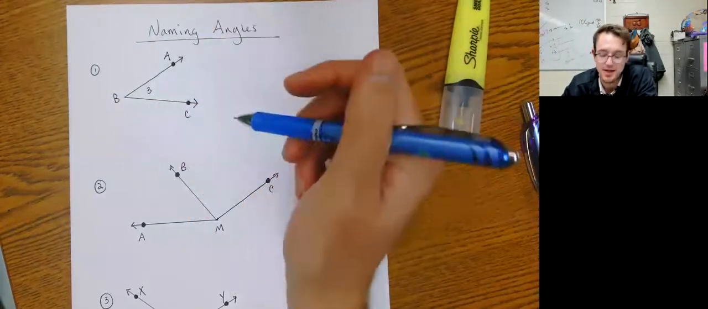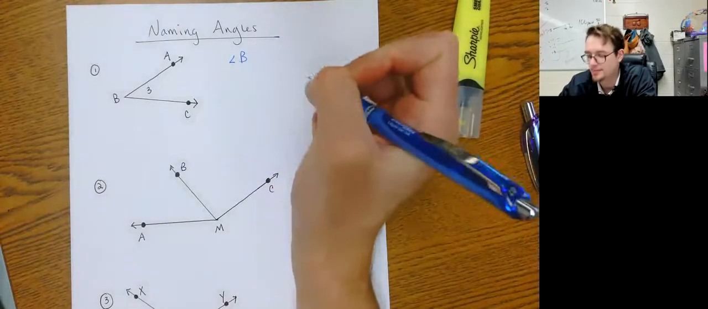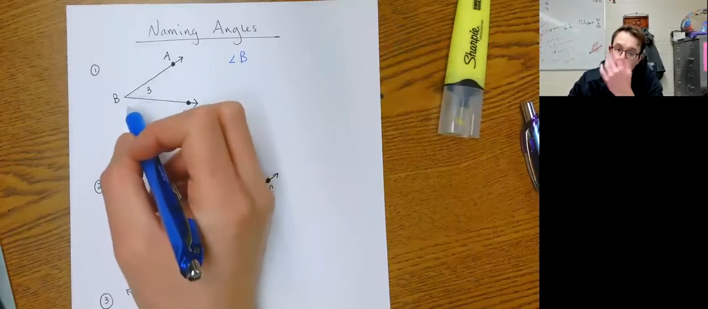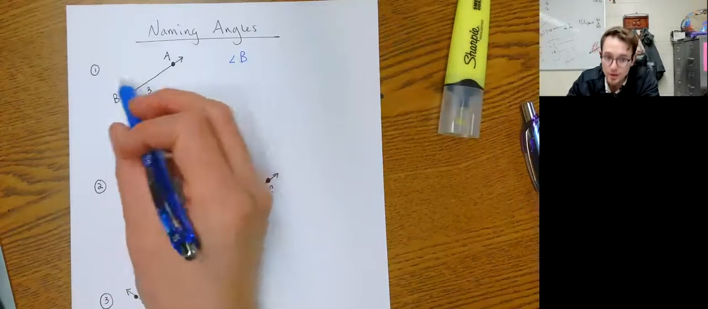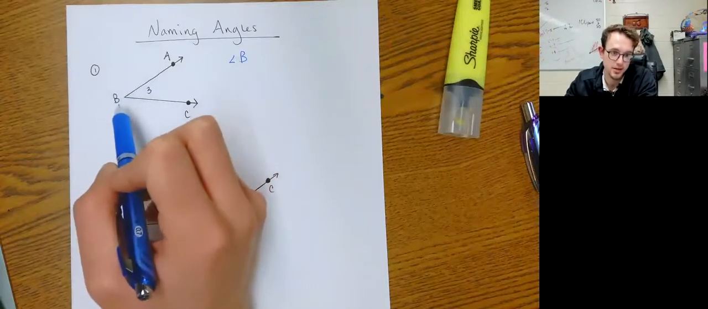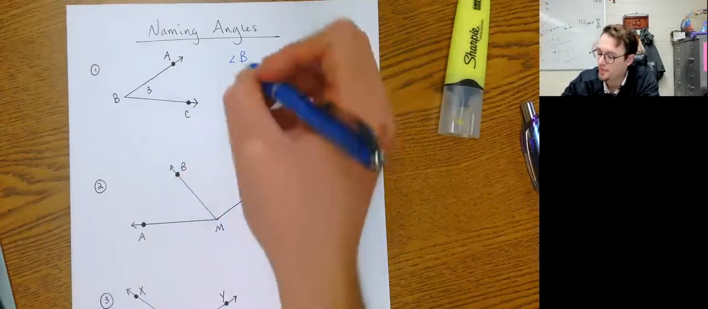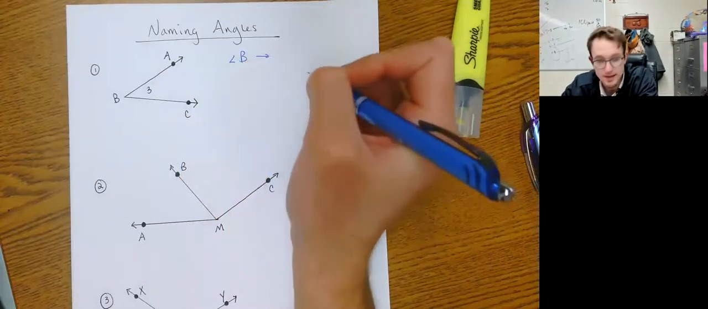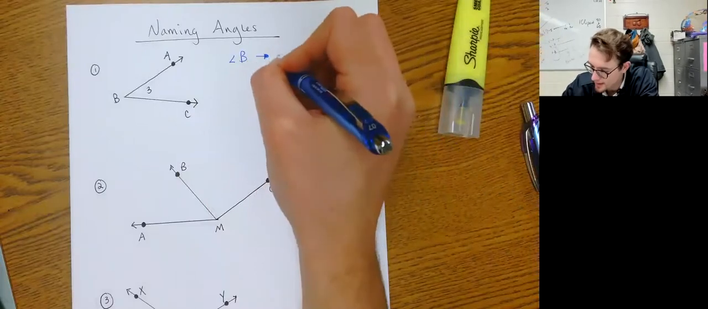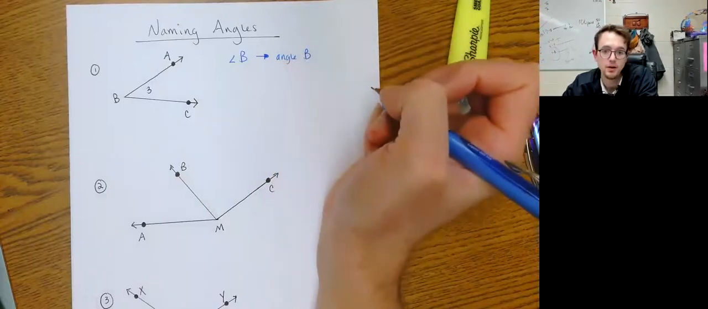All right, so the first way you can name this angle is you can name this angle B. You can use just the vertex, because there is no other angle that uses that vertex, just this one angle. So you can use angle B. If you need to type that in on a computer, you need to type in angle B.